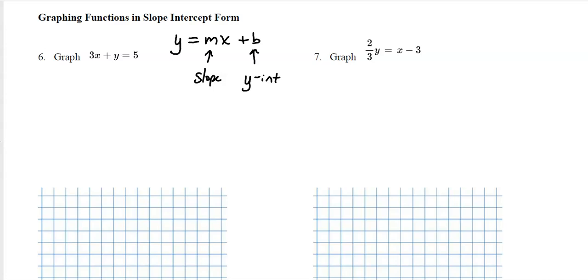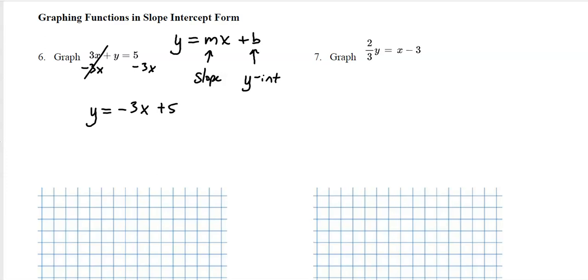So looking at number 6, this one's really not in slope-intercept form. So I'm going to subtract this 3x from both sides, and it's going to go away, and I get y equals negative 3x plus 5.